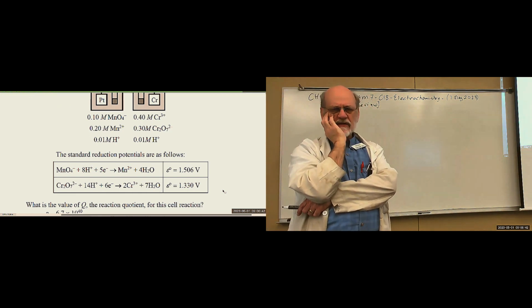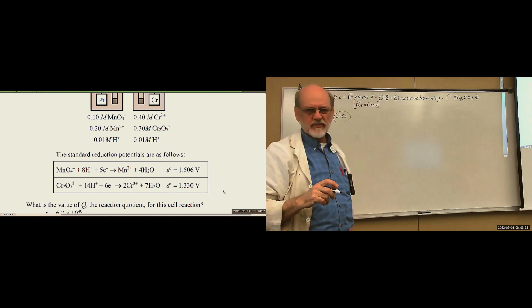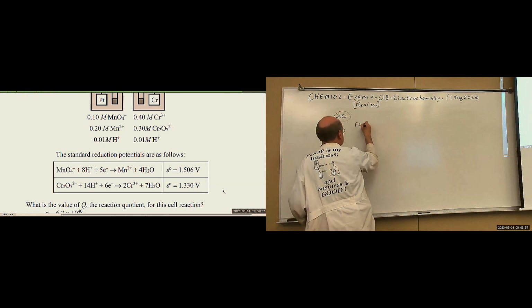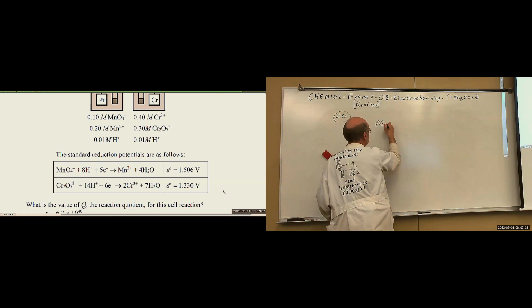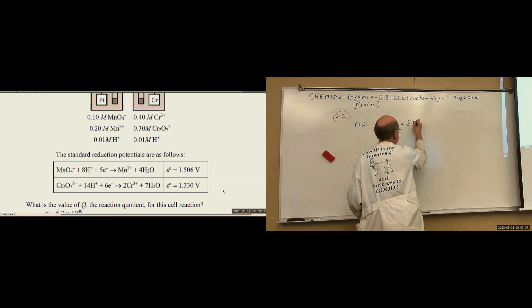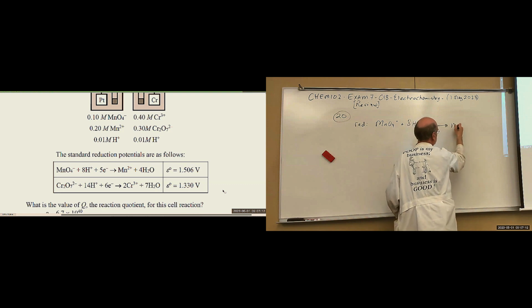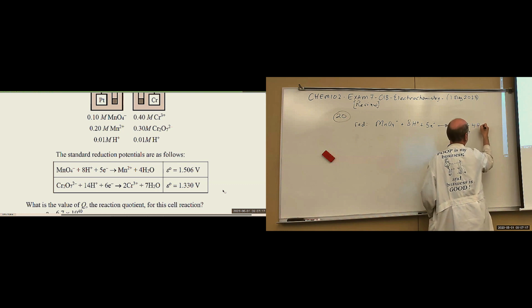We know that the manganese is going to be the reduction side, and the chromium is going to be the oxidation side. We might be able to shorten this process a little bit. The reduction step we know is going to be the manganese side. So let's put MnO4 minus plus 8 hydrogens plus 5 electrons yields Mn2 plus 4 waters.